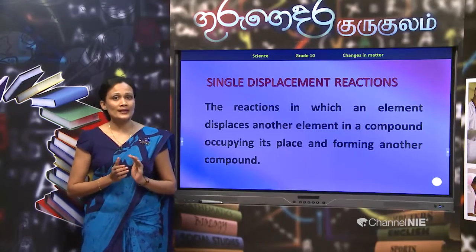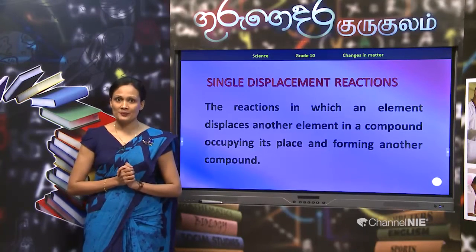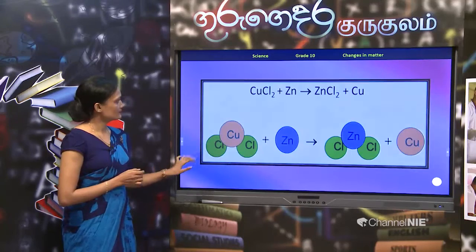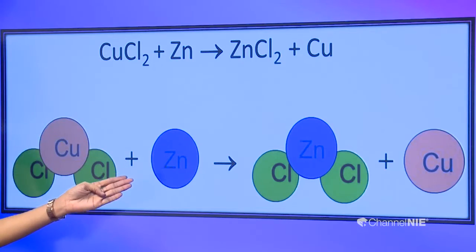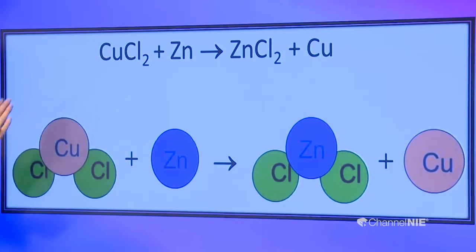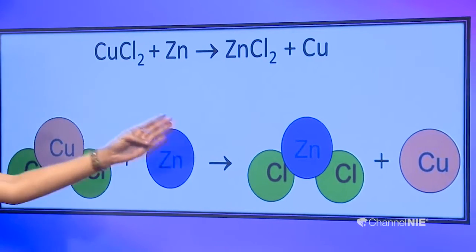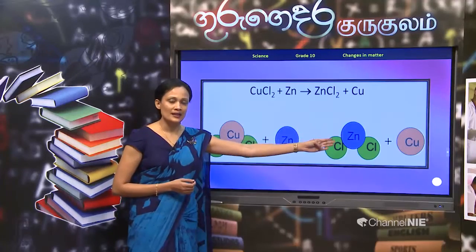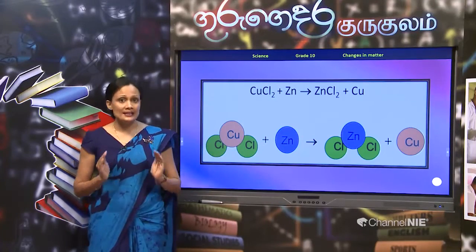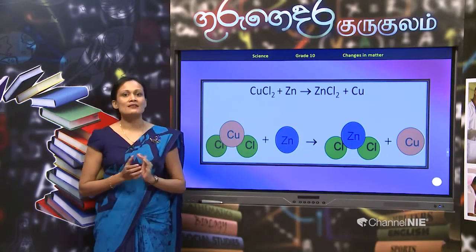We can take the reaction between magnesium and copper sulfate as one example for a single displacement reaction. Now I am going to explain this by using another example. Look at this one. Zinc reacts with copper chloride, what happens? Zinc takes the place of copper and forms zinc chloride and displaces the copper. That's why we can take this reaction as a single displacement reaction.